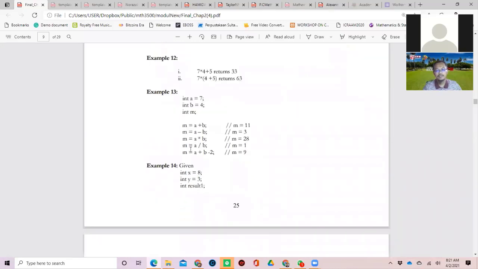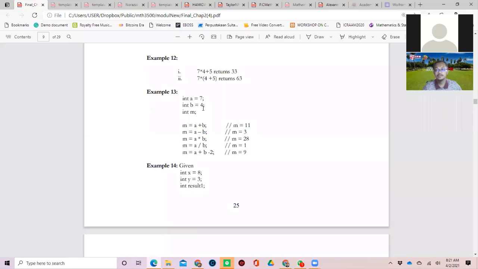Okay, now example here. Now this one is very straightforward. We insert A, B, M. So we put it like this: A plus B, A minus B, A times B, A divided by B, and then A plus B minus 2. So this one is simple. I'm not going to discuss this one, but I just want to look at the divide here. So A divided by B is 7 divided by 4.